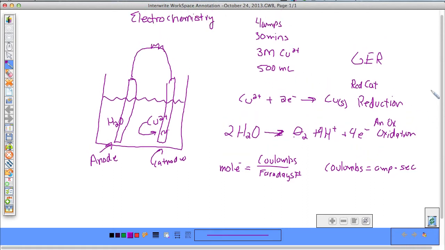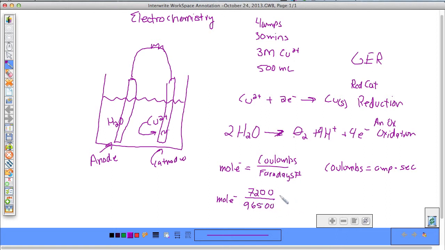Our amps is 4. So let's go back up here. So we got 4 amps, and 30 minutes. 30 times 60 is 1800. So we have 4 times 1800. So my moles of electrons is going to be, I got to figure out my coulombs. So 4 times 1800 is, let's see, 7200. So 7200 coulombs divided by Faraday's number, which is always 96,500.